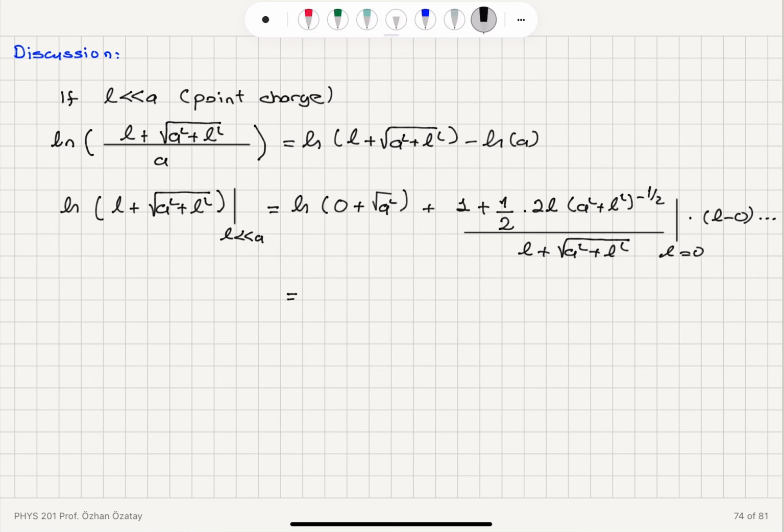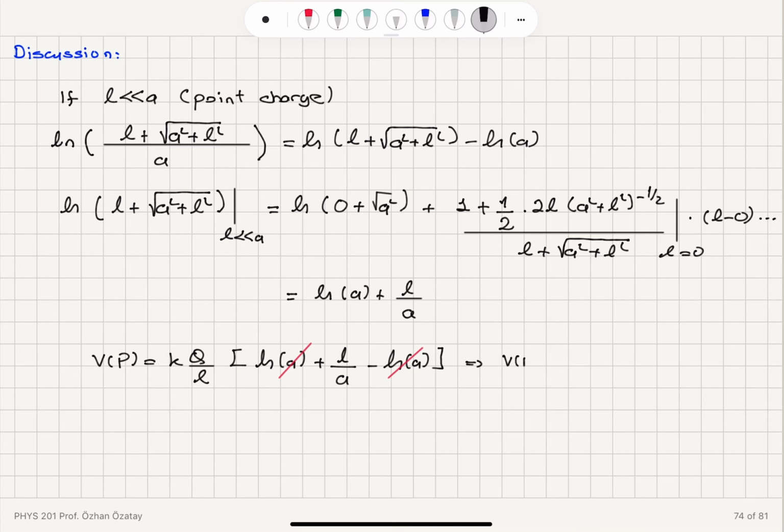So you can see that the first term is natural logarithm of A. The second term, when you substitute L equals 0 here, this disappears, and I'm left with basically 1 over A multiplied with L. So this is L divided by A. So that the potential at point P becomes KQ over L. Then I have, for this term, natural logarithm of A plus L over A, and then I have minus natural logarithm A. These two will cancel, and I will be left with KQ over A.